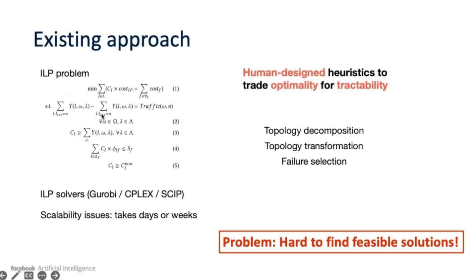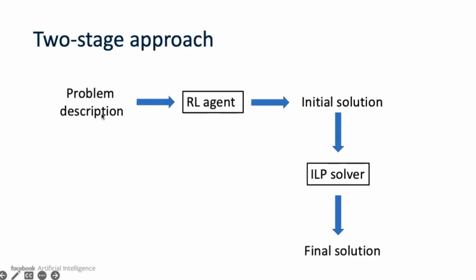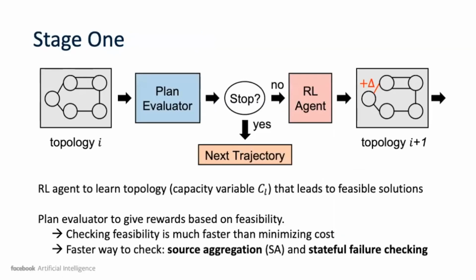So how do we do that? We train a reinforcement learning agent to solve these problems. You start from the problem description, which is a network and all the capacities at different edges. You train a reinforcement learning agent to propose an initial solution. Then we feed this initial solution into the ILP solver, and the ILP solver will give you the final solution much, much faster, and at the same time with high quality. That's basically how it works.